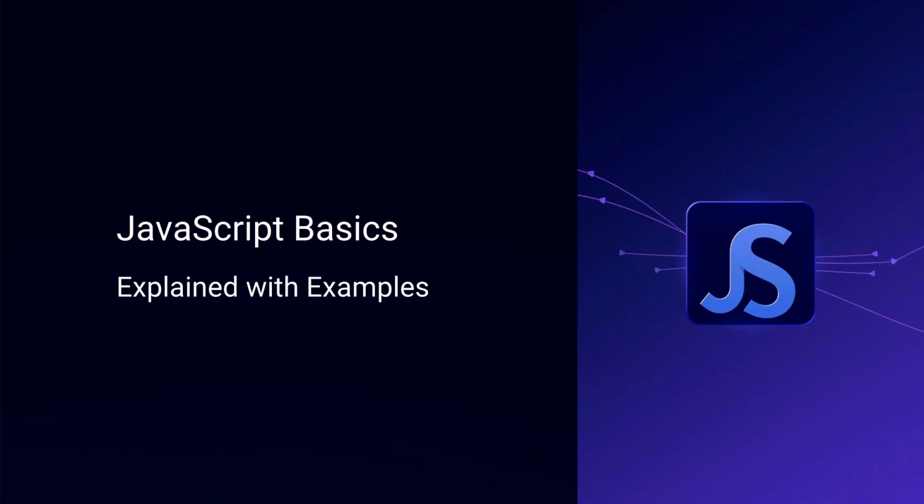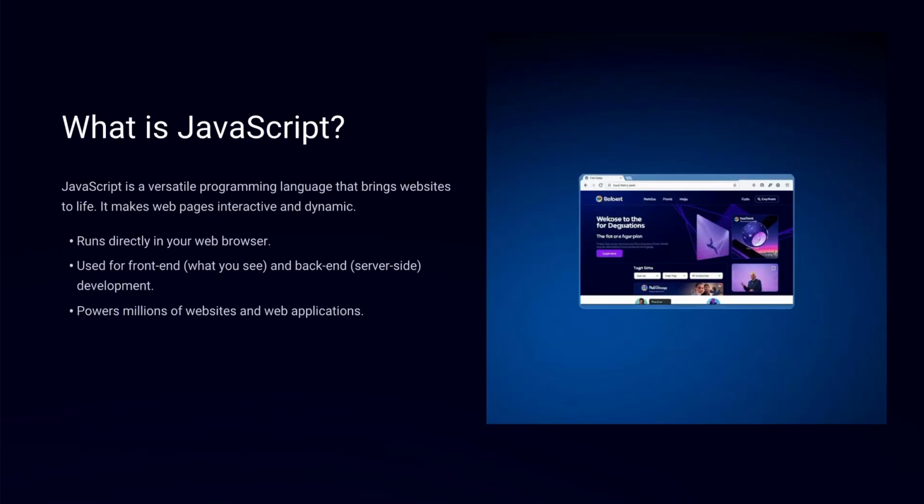What is JavaScript? JavaScript is a versatile programming language that brings websites to life. It runs directly in your web browser, making web pages interactive and dynamic. It's used in both front end development, that's what the user sees, and back end development, which runs on the server. From simple effects to complex applications, JavaScript powers millions of websites and web apps across the internet.